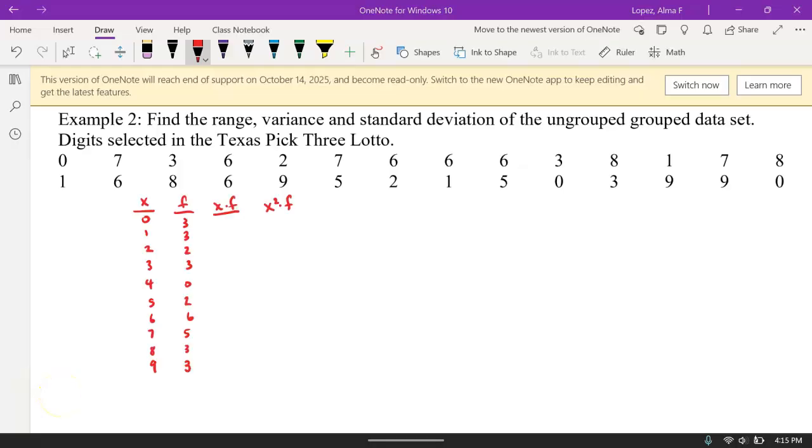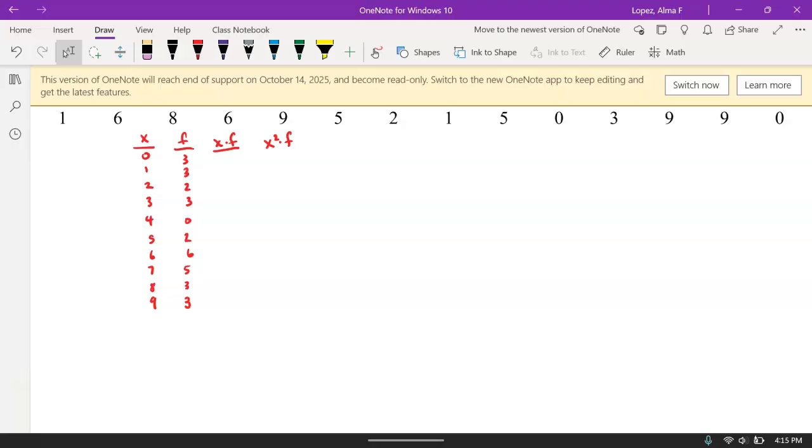Okay, once I got it started, I'm ready now to build the new columns. I went ahead and totaled my F, or my frequency column, and found that there were 30 values. To build the columns that we're going to need to calculate the measures of variation, we're going to need an X times F column and an X squared times F column.